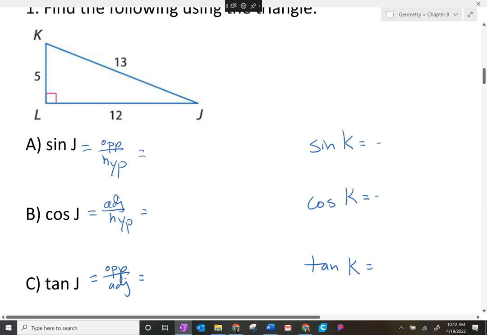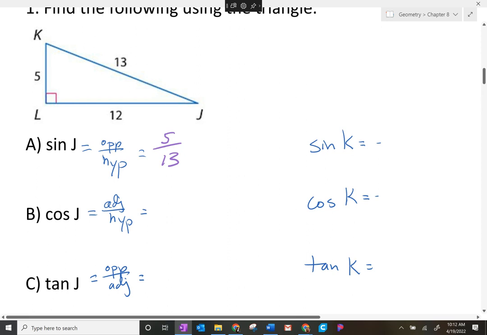So the sine of J, I want the opposite over the hypotenuse. So here is this angle that I'm looking at. The opposite of J is going to be all the way over there. So it will be 5, because that's the opposite, over the hypotenuse. The hypotenuse on this one is going to be 13. So for that one, I've got 5 over 13.